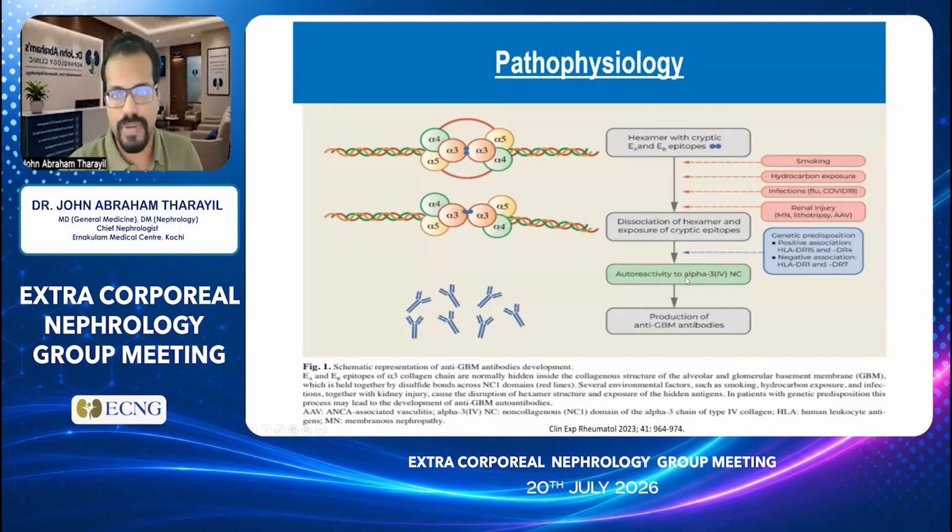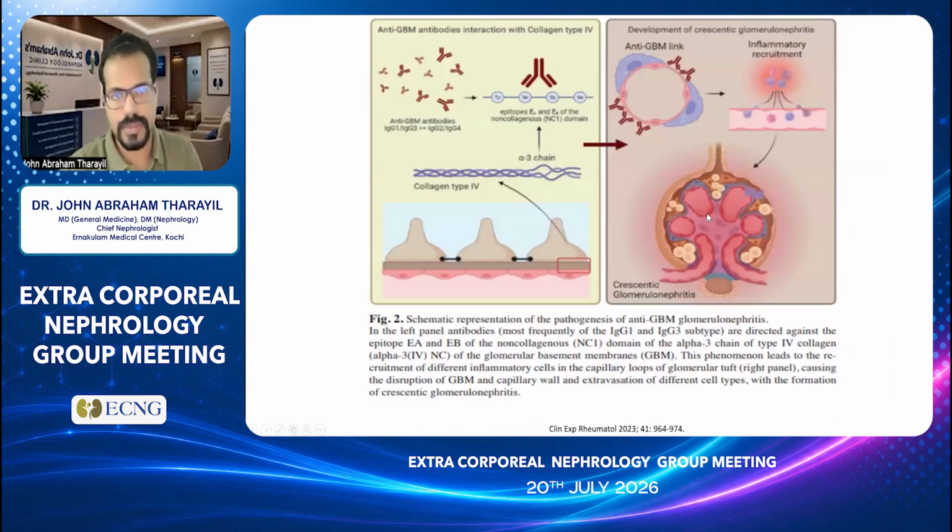And there is production of anti-GBM antibodies. As you can see on the left side, the IgG1 and IgG3 subtypes are directed against the epitopes EA and EB of the non-collagenous domain of the alpha-3 chain of type 4 collagen of the GBM. This leads to the recruitment of different inflammatory cells in the glomerular capillary loops, causing disruption of the GBM and capillary wall and extravasation of different cell types with the formation of crescents.